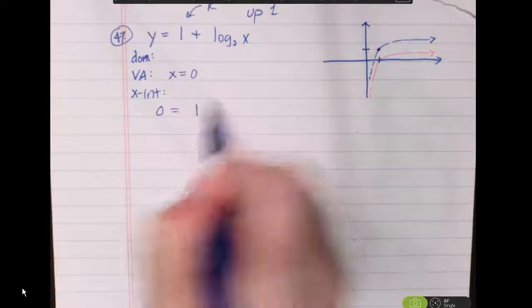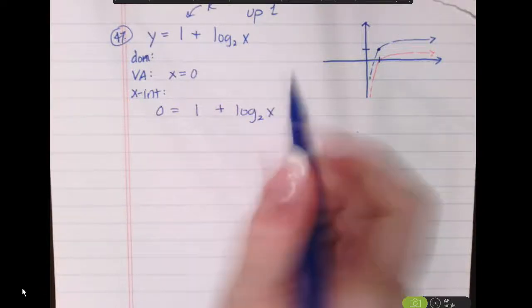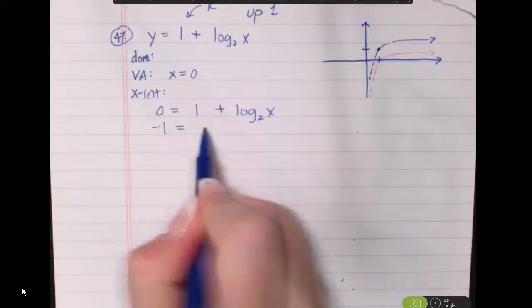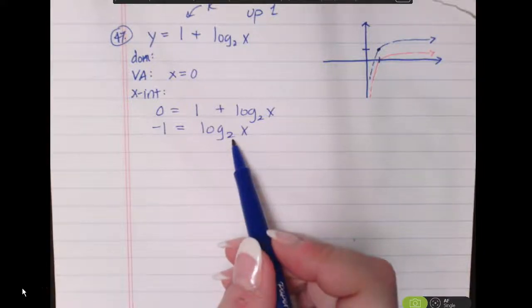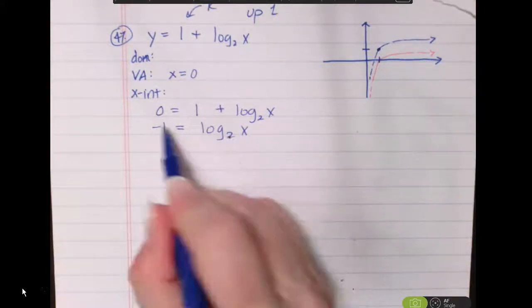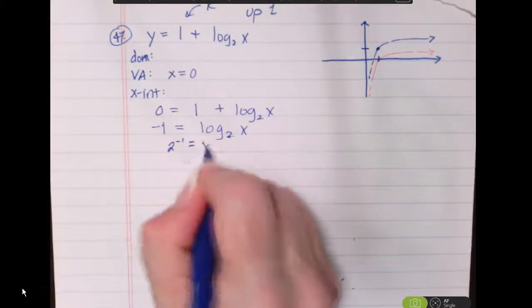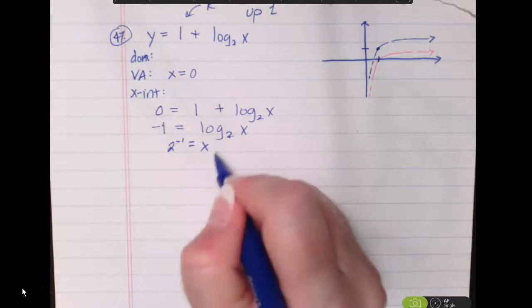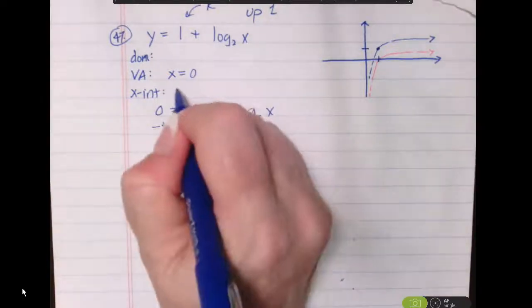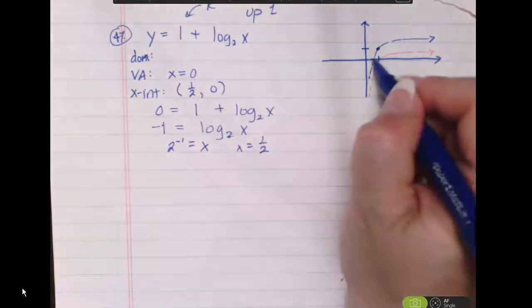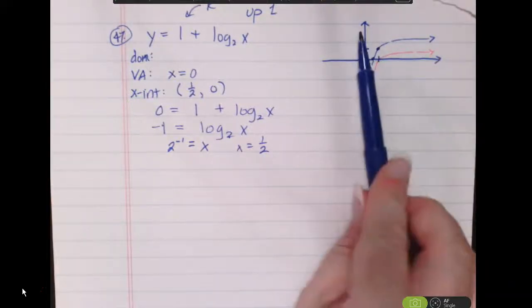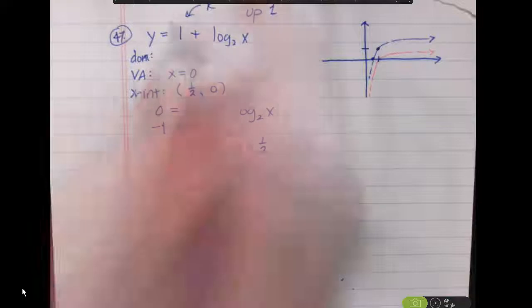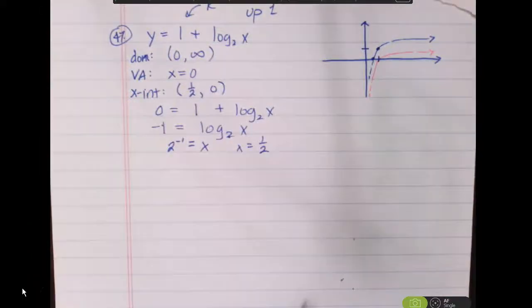So let me go ahead and solve my logarithmic equation and figure out where that point is. I'm going to subtract 1 here, and then put my equation into exponential form. So you see here 2 to the -1 equals x, and then it becomes obvious that 2 to the -1 is a half. So my x-intercept is located at (1/2, 0). And then my domain, I can look at my graph. Since my asymptote started at 0 and went to infinity, that domain stays the same.